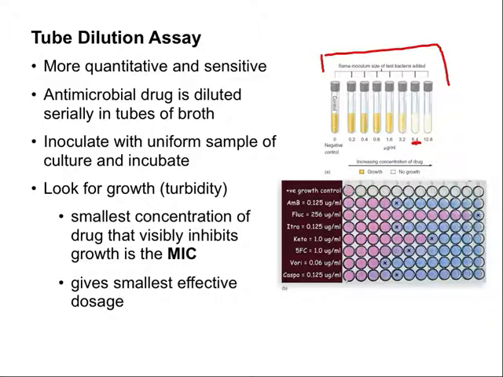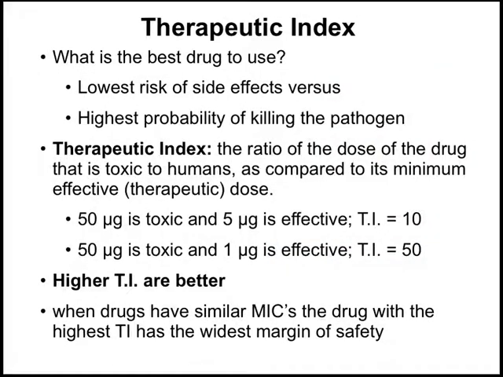Now this test is done for multiple different antimicrobials in order to establish which one would be the best choice. We're essentially looking for the smallest effective dosage of each. The therapeutic index is another tool that will help us decide which drug is best to use. Ideally, we're looking for low risk of side effects versus the highest probability of killing the pathogen. We want to decrease the potential for superinfections as well as other adverse reactions. So ideally, we have a highly selective toxicity and low human toxicity.